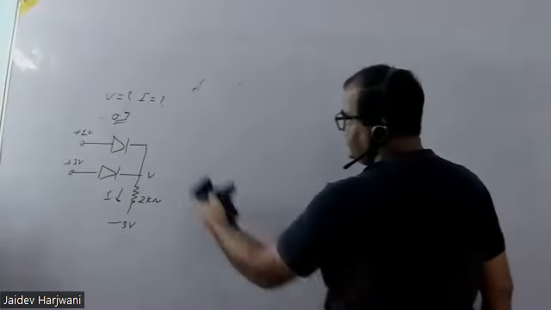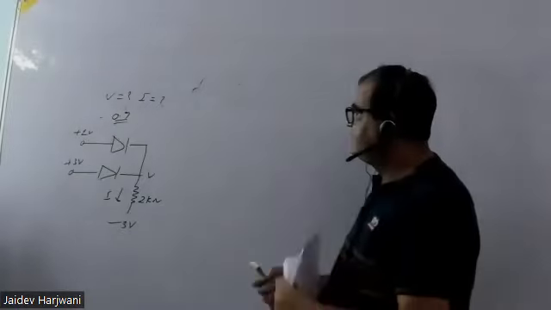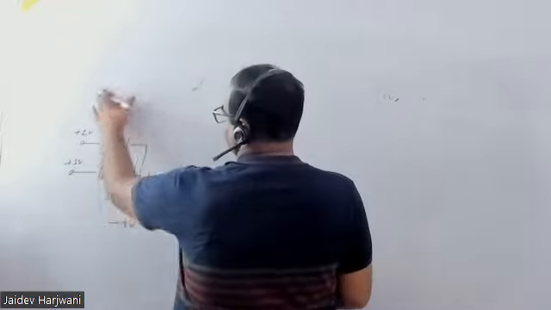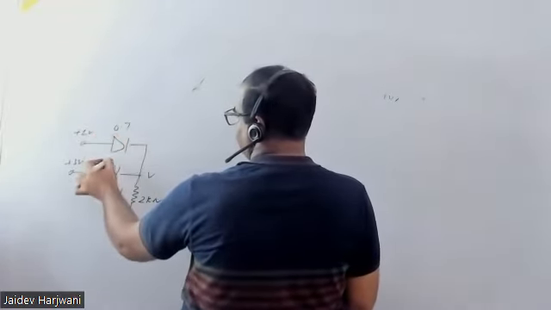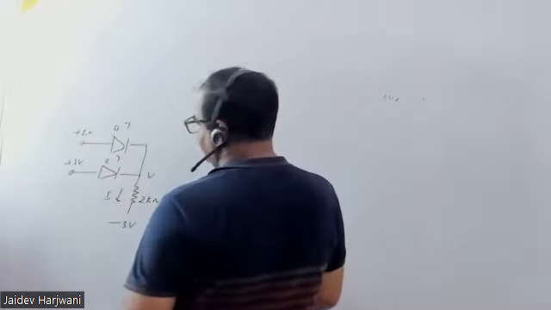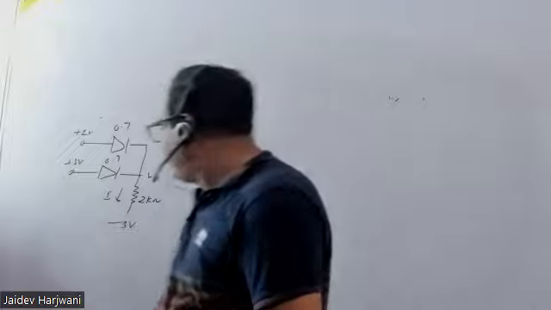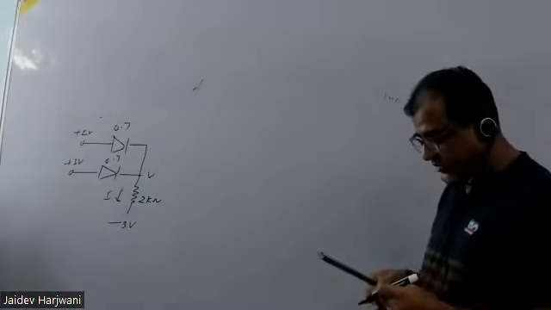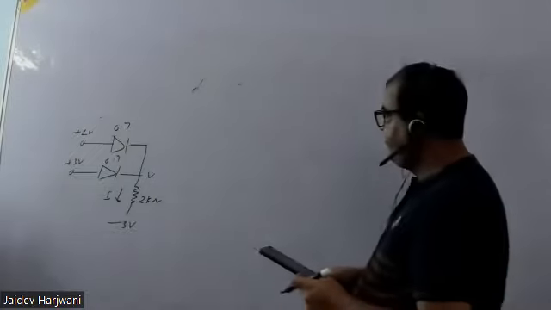Now see this circuit. Okay. I have given you two diodes, which have 0.7 cutoff voltage. So you're asking in the question, what is the value of V and I? You have to find the V and I values.